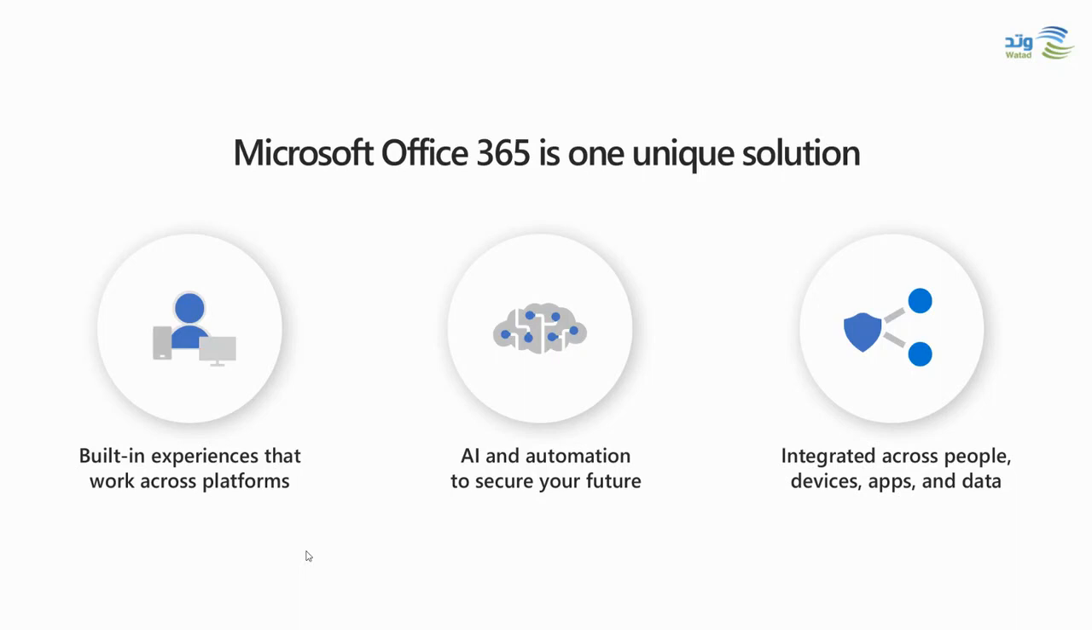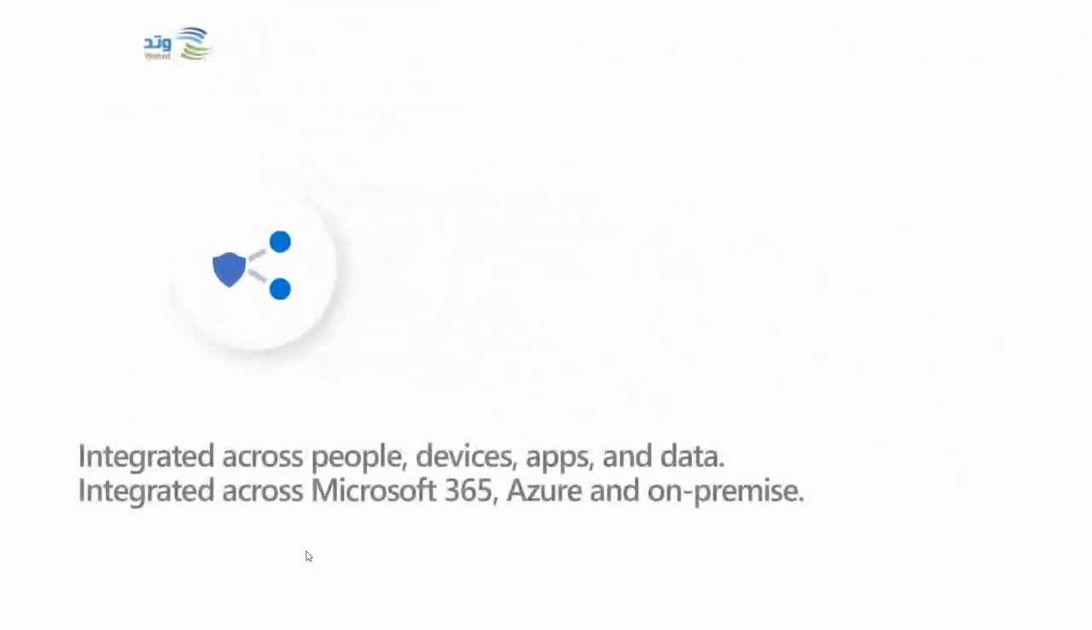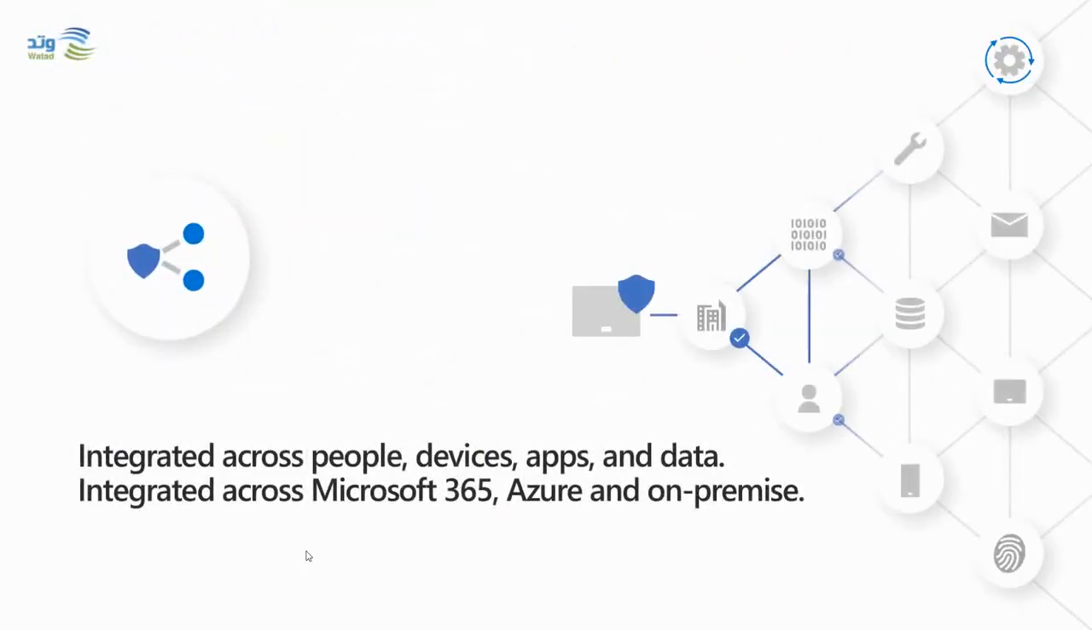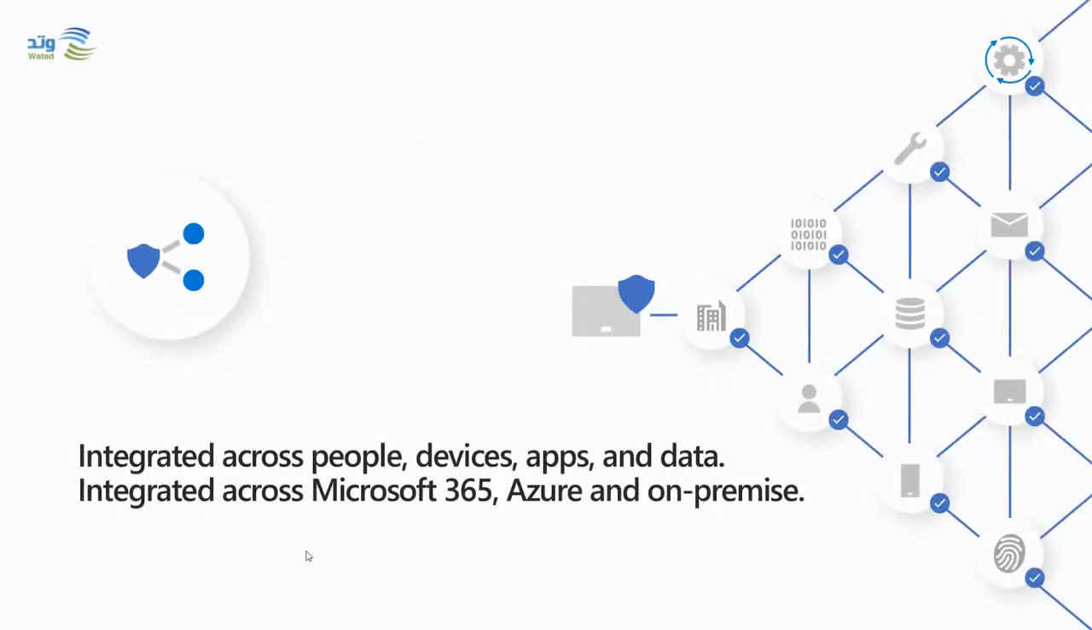So this entire infrastructure is integrated across all of your people, all of your devices, apps, and data. So from one console, we can manage all of these different things. And we've got the clever machine learning and artificial intelligence within Office 365 protecting our data. So Office 365 is integrated across people, devices, apps, and data.